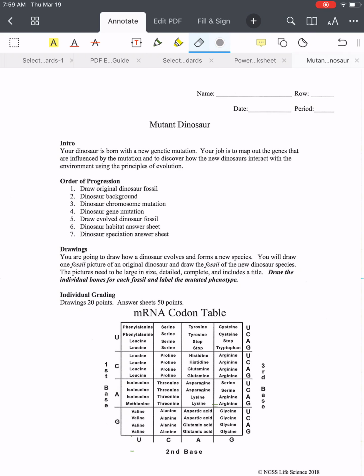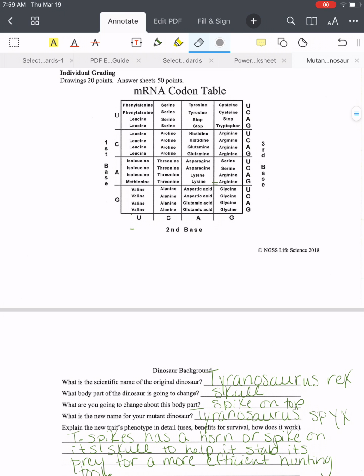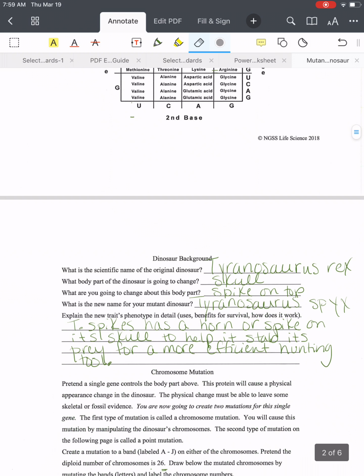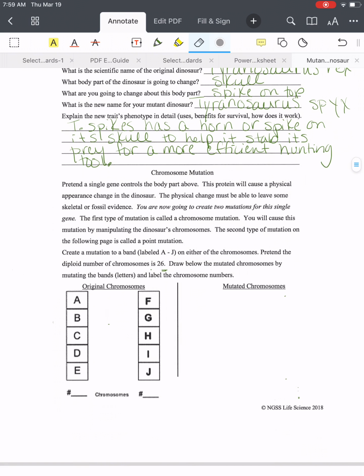You don't have to print this off. You can just post your answers on a Google document. You could write on paper and take a picture of it, or you could just turn it in when I see you. You don't have to submit it digitally. If you can't do that, just do the best that you can, guys. So answer some questions about your dinosaur, the original versus our mutant. Go through and answer some of those questions there.